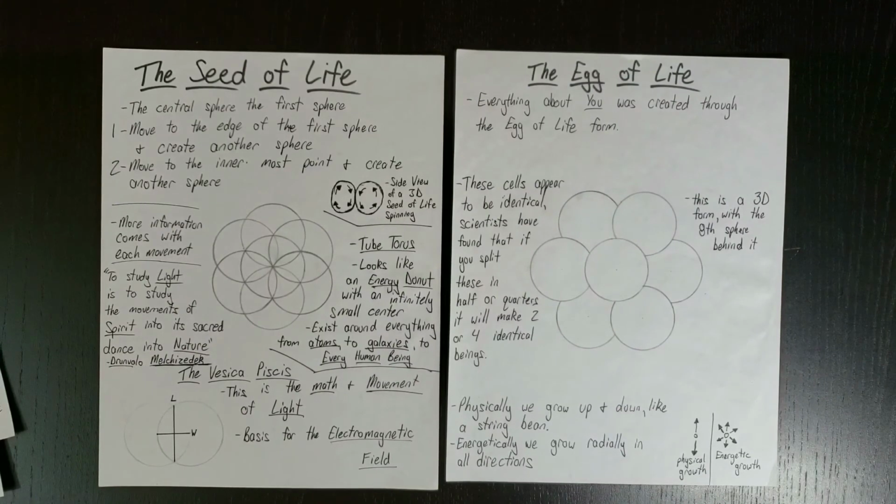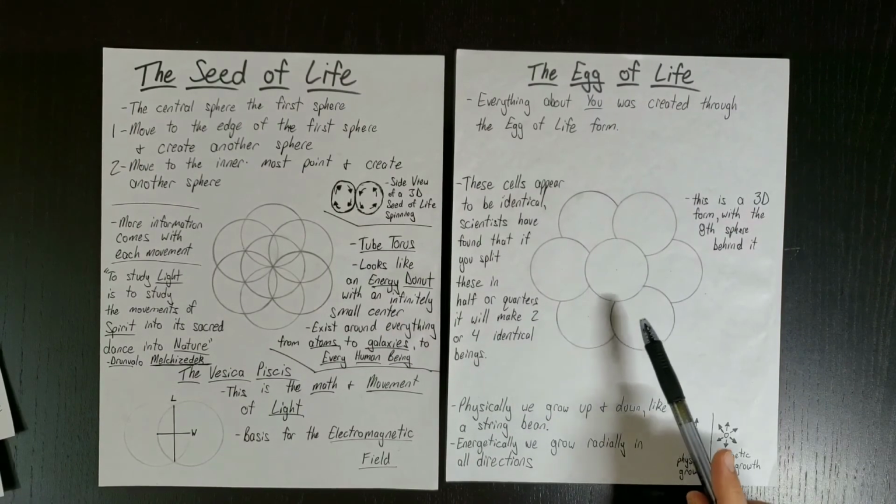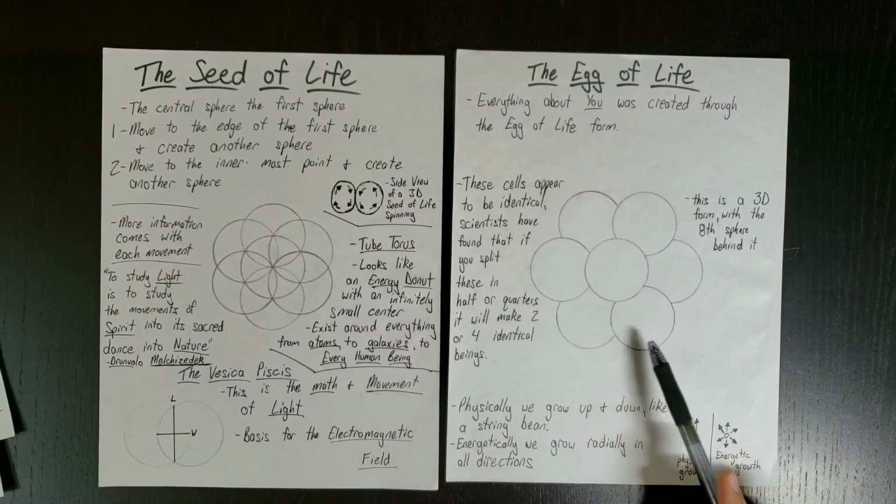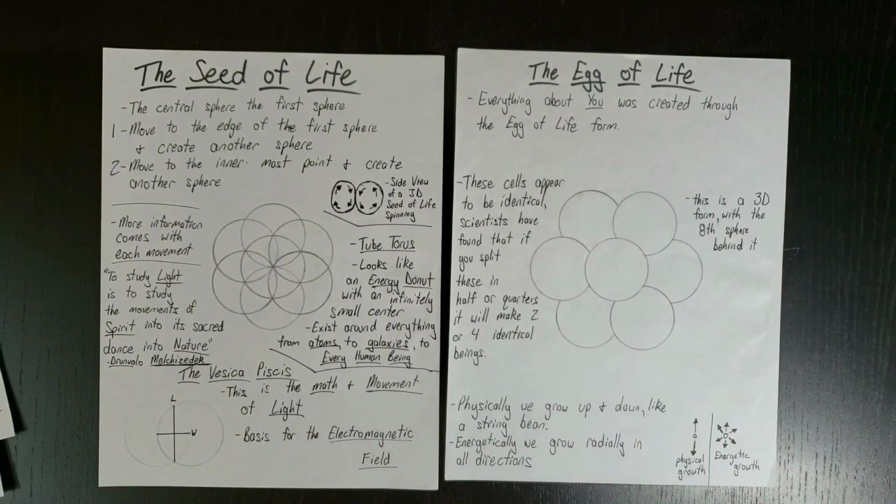And depending how you look at that shape, you could either see a cube or a star tetrahedron, which is why I said this is the 8 spheres that we originally were that grew out to be the 8 points of our energetic Mer-Ka-Ba around our body. So we grow energetically in all directions, not just like a string bean as we see in our physical reality.